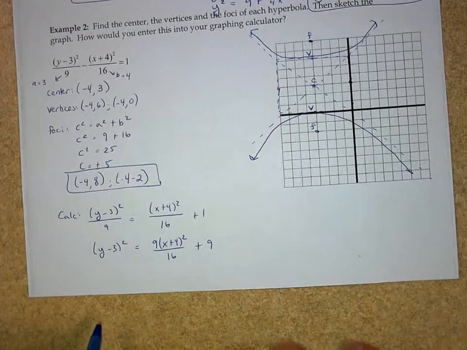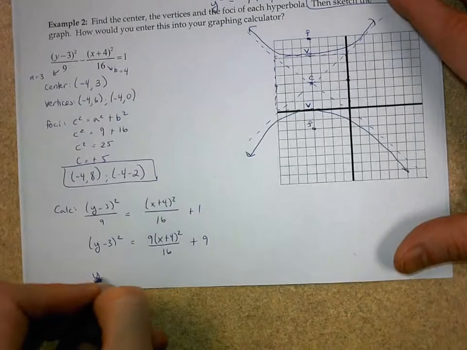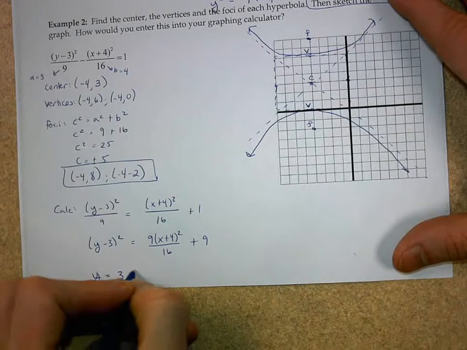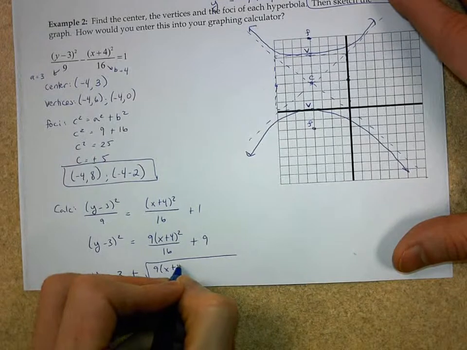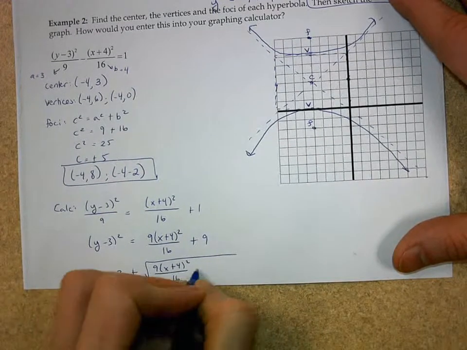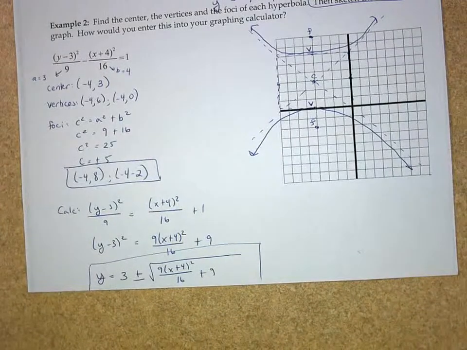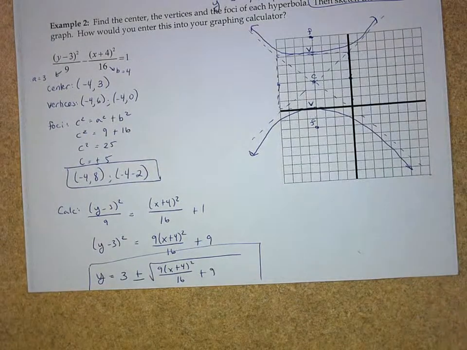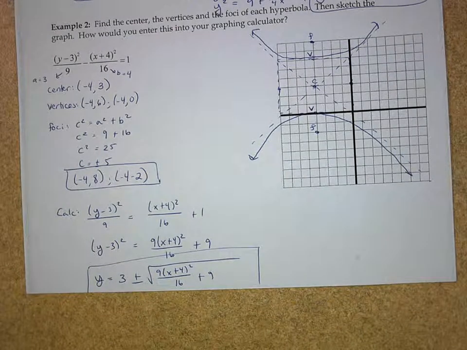Then I need to be able to take the square root to both sides, and then I'm going to finally add 3. So I'm just going to do those both in one step. So 3 plus or minus the square root of 9 times x plus 4 quantity squared over 16 plus 9. That's the big mess that I would enter in my calculator in order to get my two hyperbola pieces.